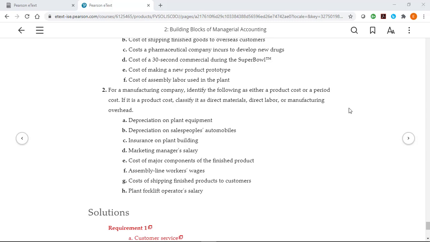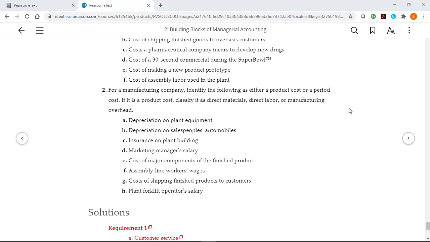Assembly line worker salary. So assembly line workers are hands-on. They're in the factory. Product cost, direct labor. Cost of shipping the product. Shipping is outside the factory. Shipping outside the factory. It's a period cost.